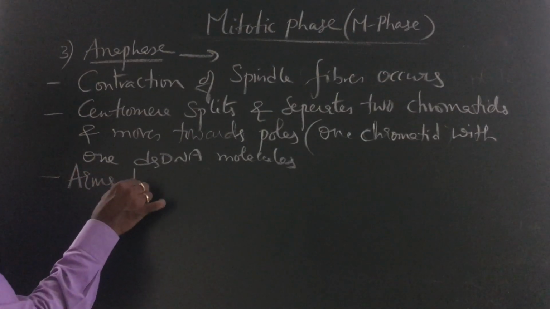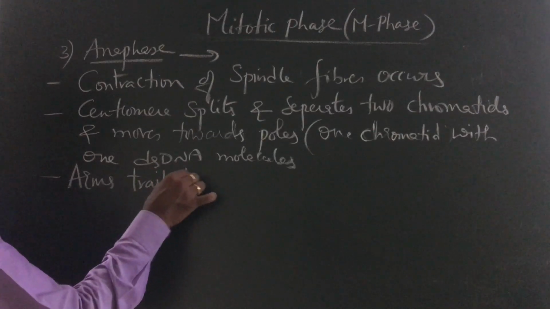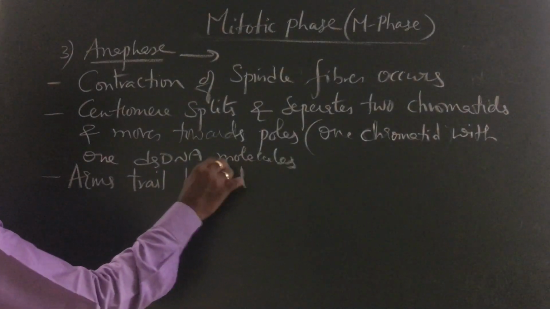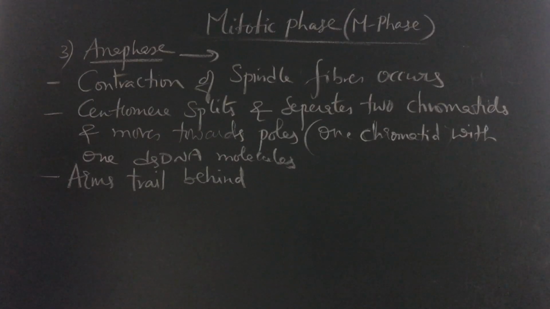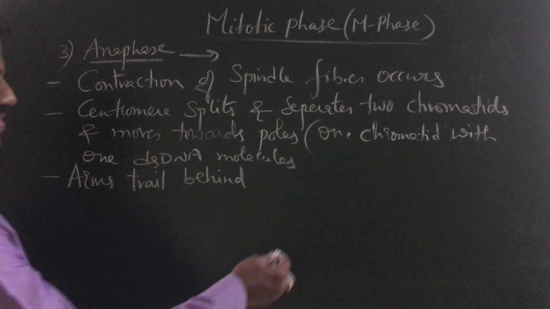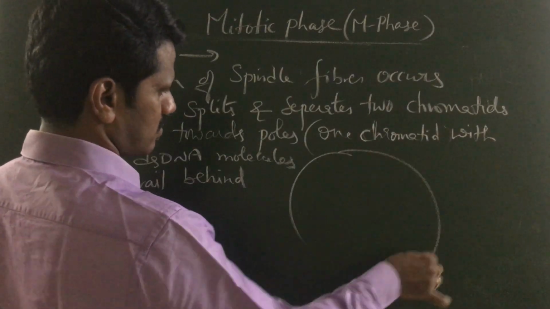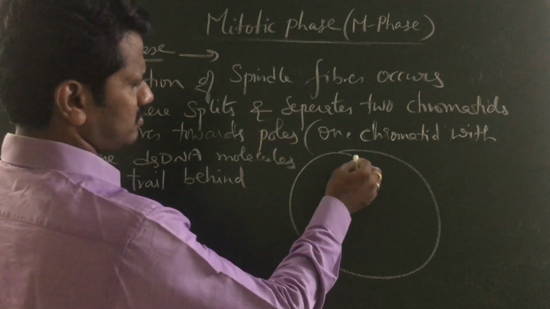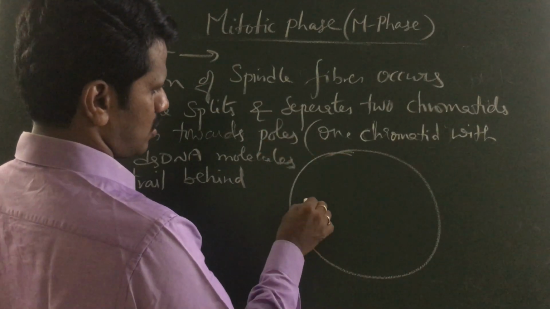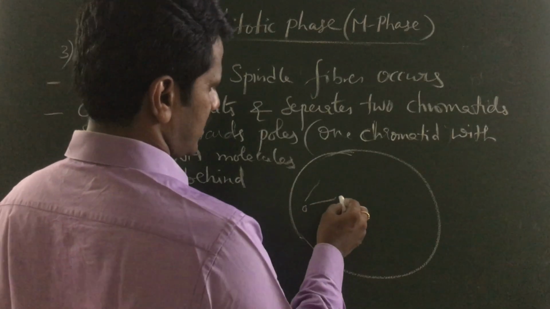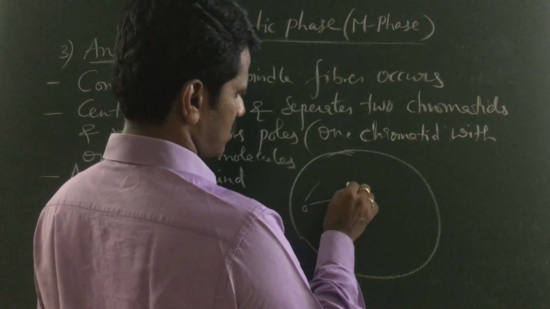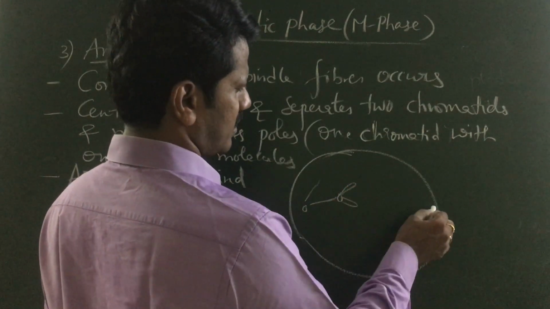So the arms trail behind. What do you mean by this? Arms trailing behind means that when the chromatids are moving from the center toward the poles, when they are being pulled, the chromatid will look like this.